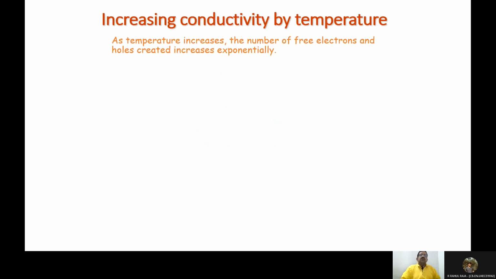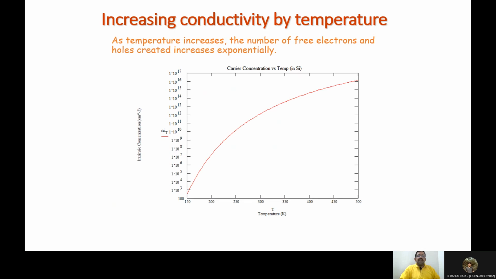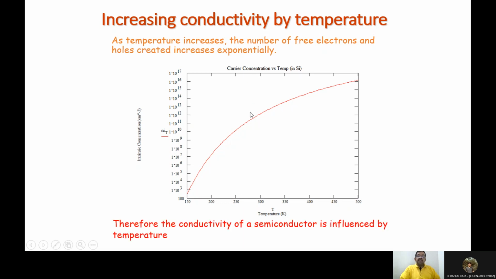Let us move on. So how do we increase the conductivity by temperature? It is very, very simple. As the temperature increases, the concentration of free electrons and holes increases exponentially. Intrinsic concentration increases, so obviously you will have the conductivity also increasing exponentially. So it is very, very simple. So this is how you can see.